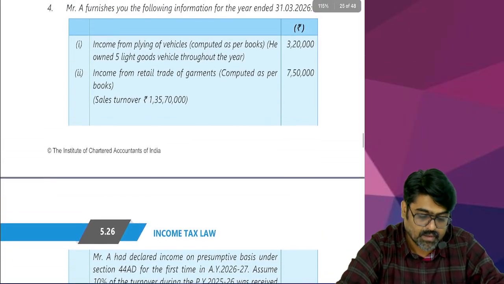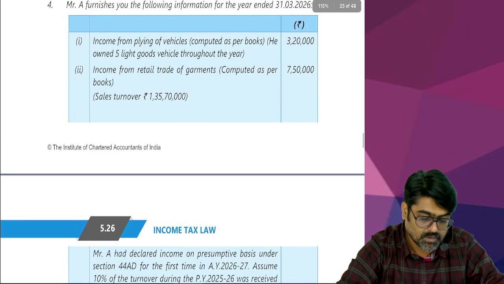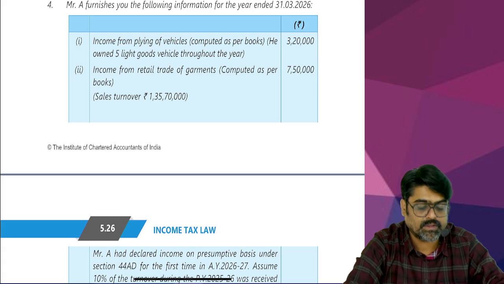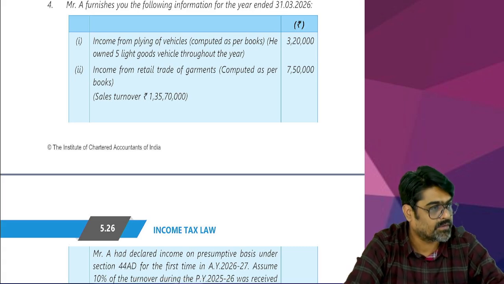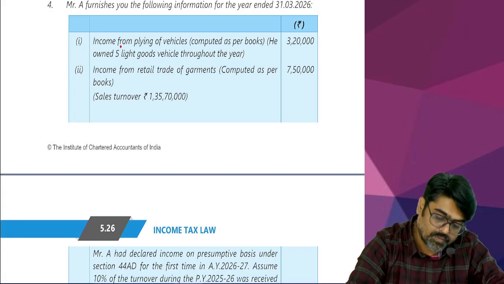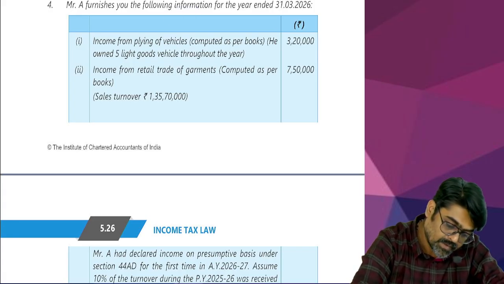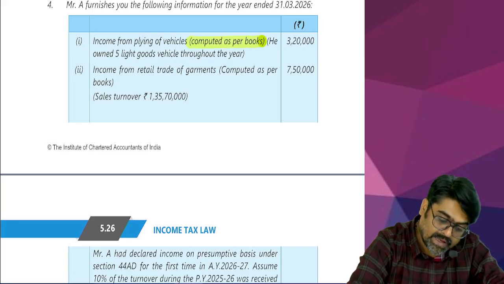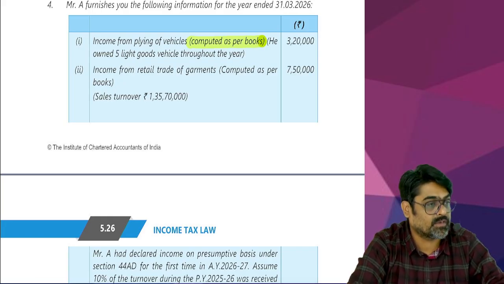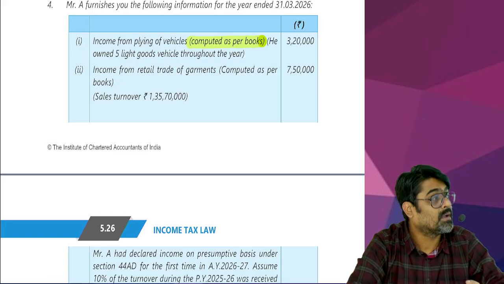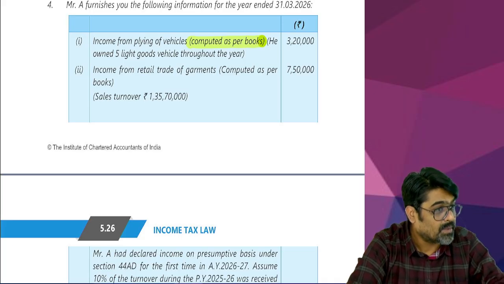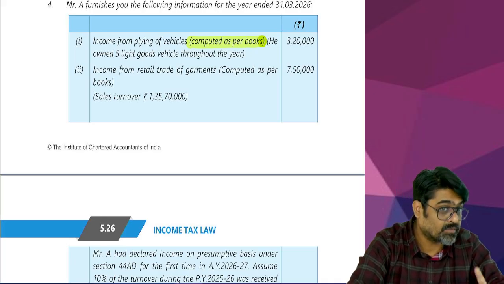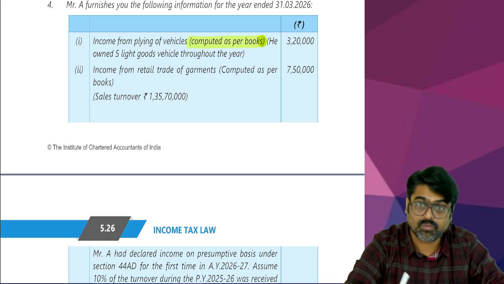Now see, question number 4. They are saying that Mr. A furnishes you the following information for the year ended 31st March 2026. Now, income from plying of vehicles computed as per what? Computed as per books means normal provisions. So, business of plying of vehicles, meaning your transport business, running the goods carriages, plying, hiring, leasing of goods carriages. That is your business. And from that business, by applying normal provisions, what was your income?